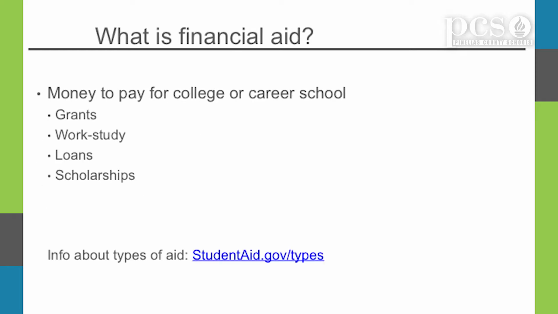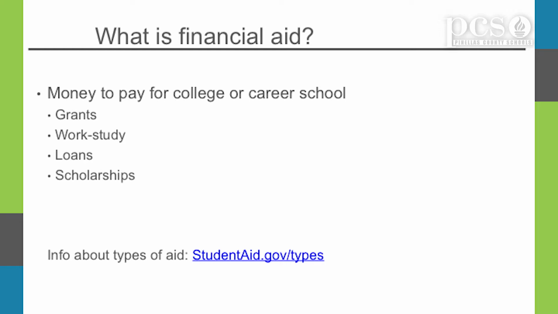First, financial aid is money that is used to help pay for college or career school. This includes grants, work study, loans, and scholarships. Grants are considered non-merit financial aid. It's money that can be awarded based upon need or participation in clubs and activities, whereas scholarships are typically awarded based upon merit, which is your GPA, your SAT scores, and overall academic performance.